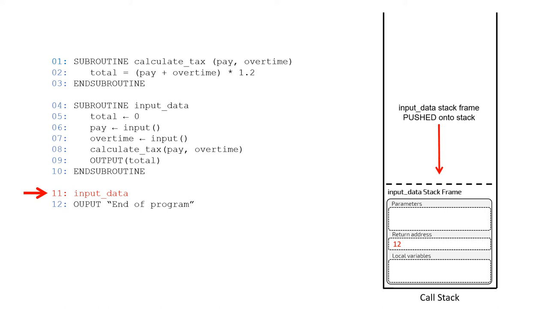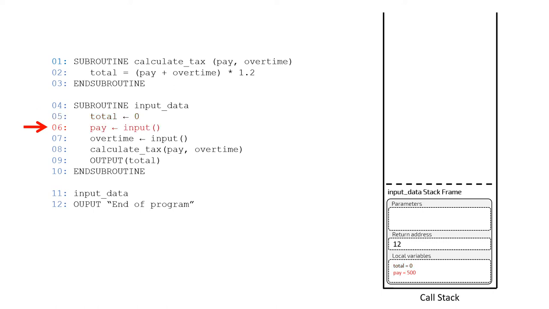So the program starts at line 11 and instantly we have a call to the subroutine input_data. So at this point, the input_data stack frame is pushed onto the stack. You can see there we have a section for parameters, return addresses and local variables. And the first thing we do is say where we're going to be returning to. So when we're done with input_data, we're going to return to line 12. So now we can continue. We execute line 4 and then line 5. Now here we declare a local variable called total and we set it to 0. We can see here in the input_data stack frame, we have a space for local variables, and so we've set total to 0.